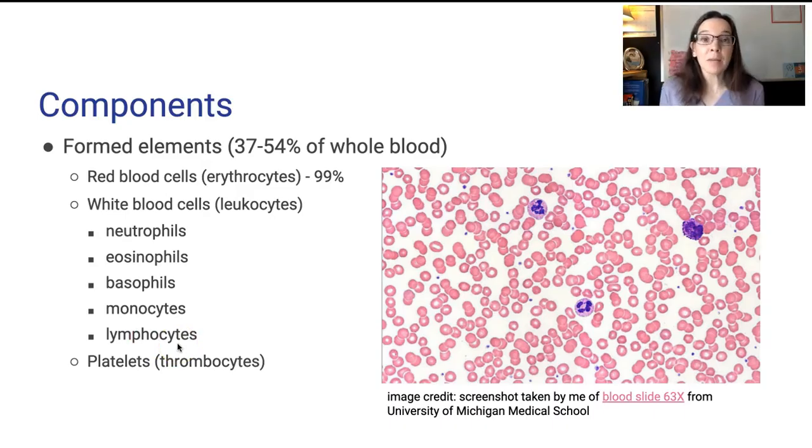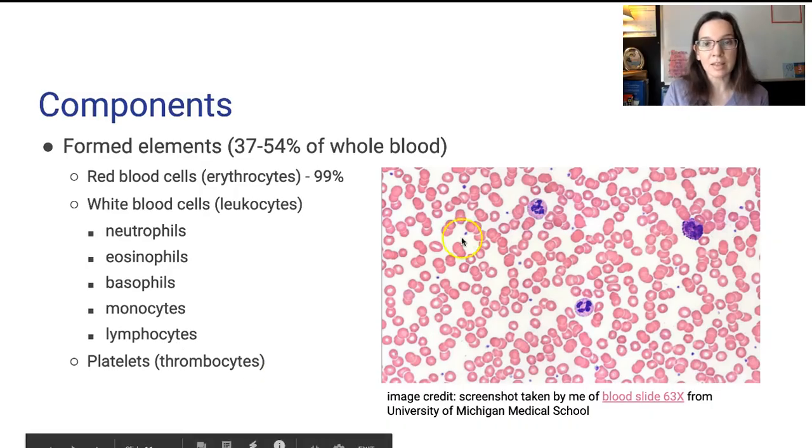We have 5 different types of white blood cells: neutrophils, eosinophils, basophils, monocytes, and lymphocytes. And we'll talk about all of those in another video here in the blood, and we'll also talk about them again in the lymphatic system. Now, platelets are sometimes called thrombocytes, and that's these little purple dots that we see scattered around the slide. Those are all platelets.